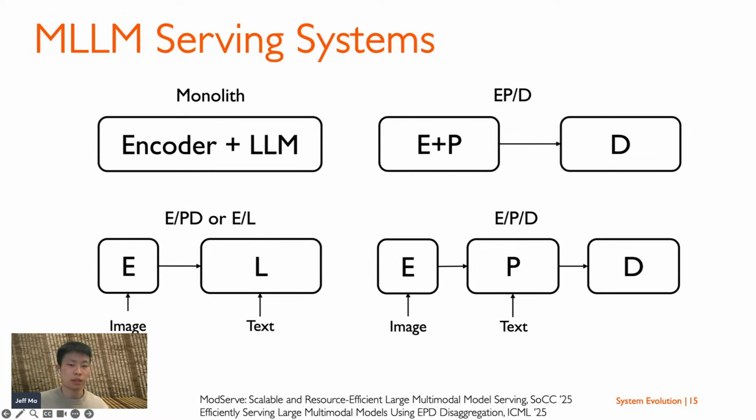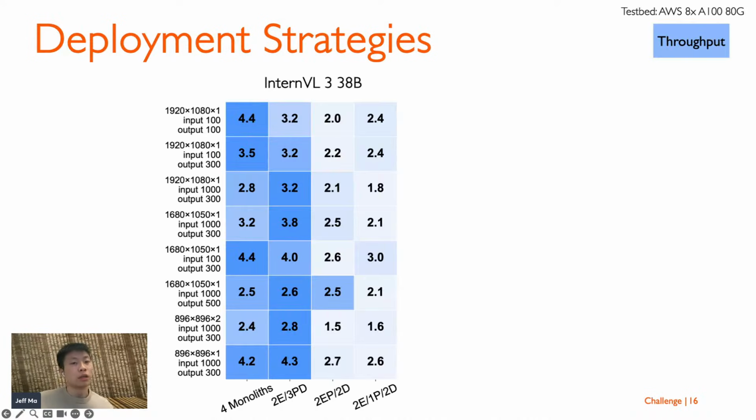The answer is it depends. So here we swept these configurations for serving one specific model, InternVL3, on 8 A100 GPUs with different input workloads and plotted the throughput heat map. The x-axis is the deployment option. 4 monolith means 4 replicas of the monolithic deployment, and 2E/3PD means that we have 2 encoder replicas and 3 PD replicas. Note that for this model, because the LM component is too large to fit into one GPU, we need a tensor parallel degree of 2 for each LM component.